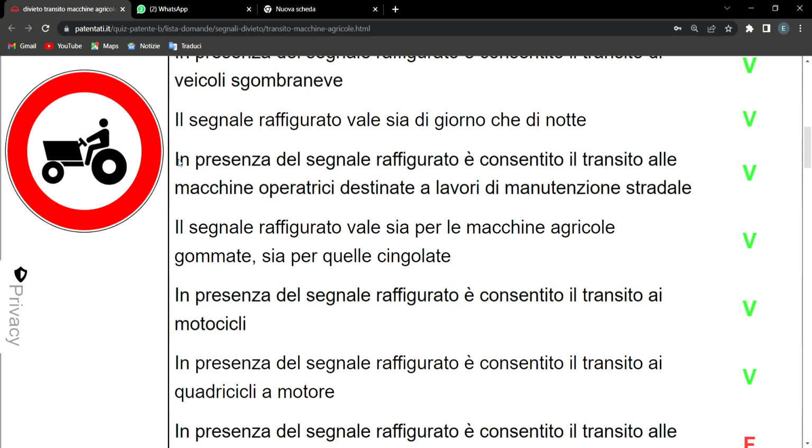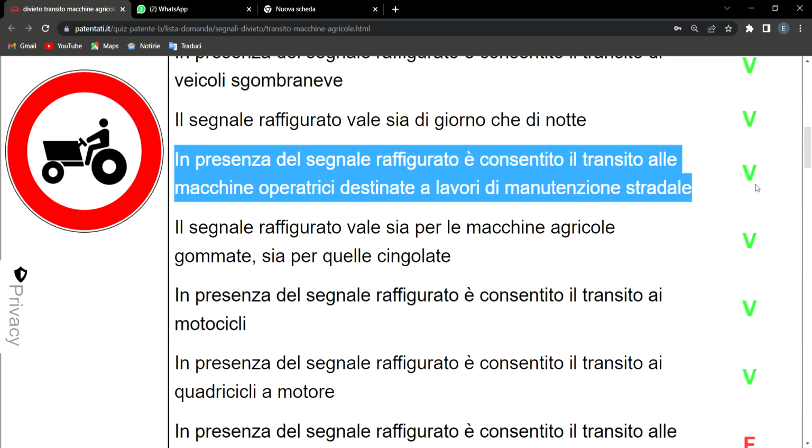And again, number four, it says "In presenza del segnale raffigurato è consentito il transito alle macchine operatrici destinate ai lavori di manutenzione stradale." The answer to this one is vero. Let me explain what this one is talking about. In the presence of a road that has this very sign, the vehicles used to maintain the road, machines or vehicles used in clearing the glass, maintaining the road, cleaning the road, are permitted transit. These are official vehicles used in the maintenance of the road and a host of others. Take note of that.